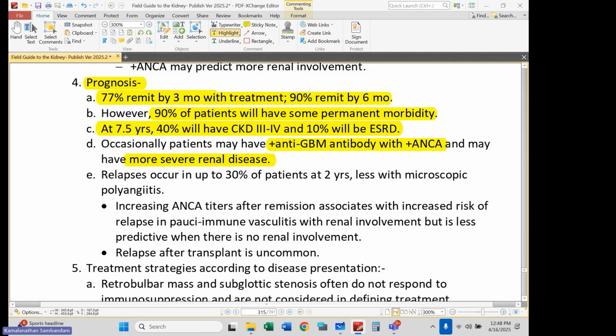Wondering if like GBM is targeting the rest of the basement membranes, right, in the body, right? And remember that basement membranes are not composed by the same collagen, but there is the alpha 3 chain of type 4 collagen that is present in the alveolus. That is the antigen that is typically targeted by the anti-GBM.